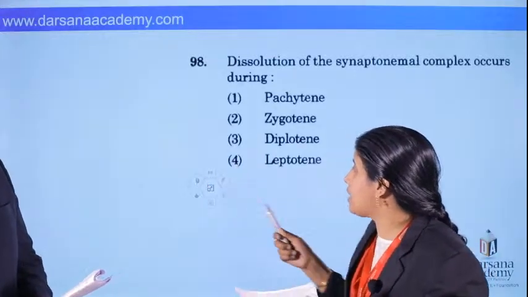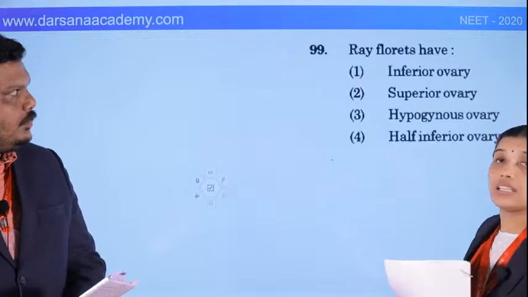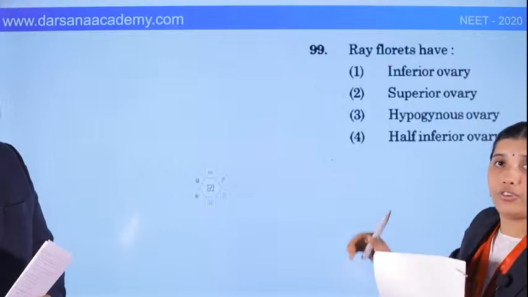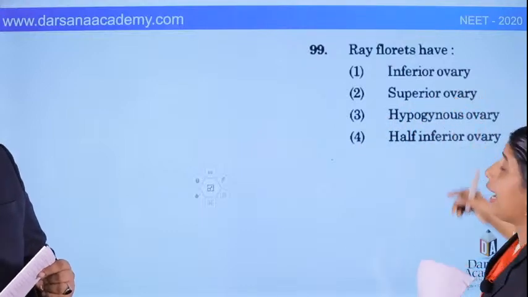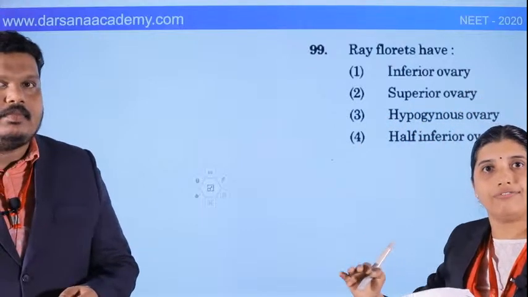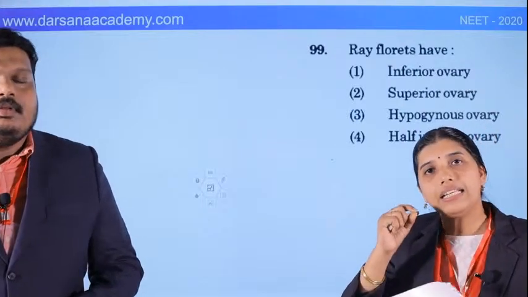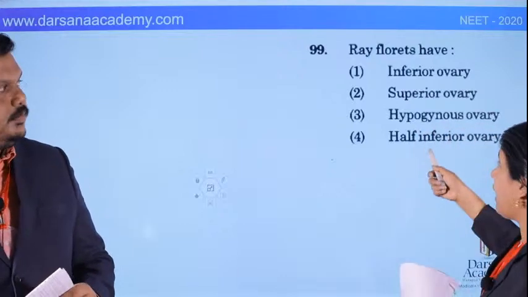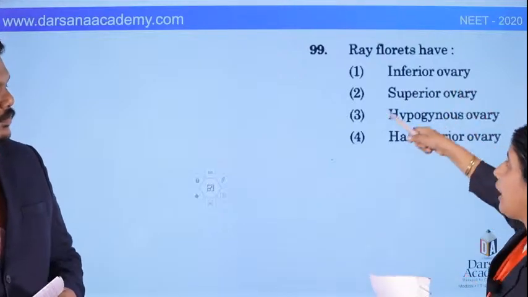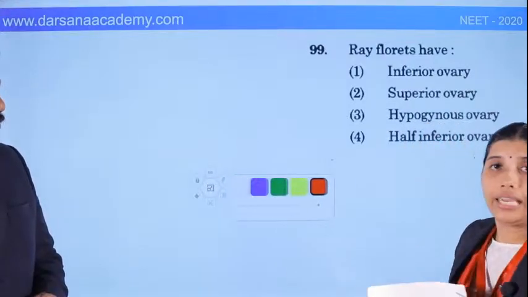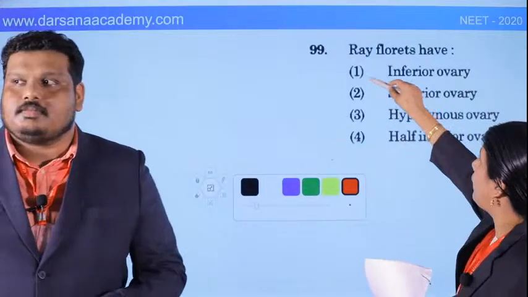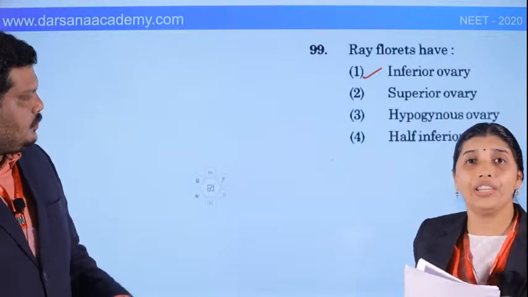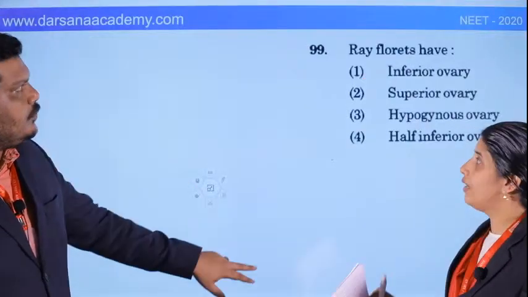And what about the next question? That's from Morphology of Flowering Plants, very important and very direct. For question number 99, the ray floret of sunflower has what? That is a statement in the NCERT, word for word: the ray floret of sunflower has an inferior or epigynous ovary. What's the answer for question number 99? Option 1 is the correct answer. It is a direct question from the NCERT. So what about the next question?